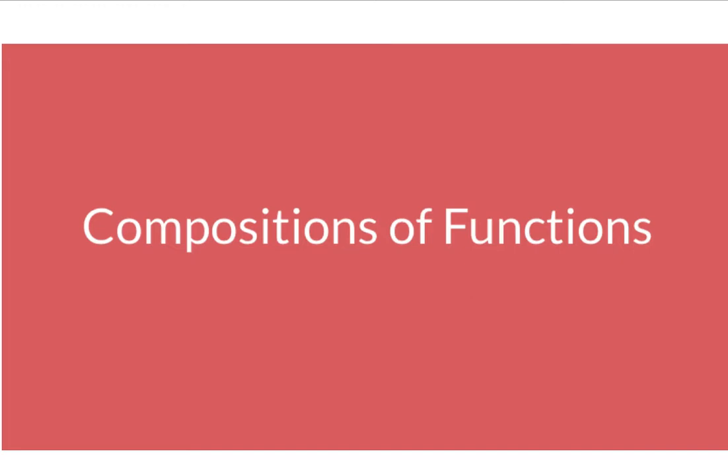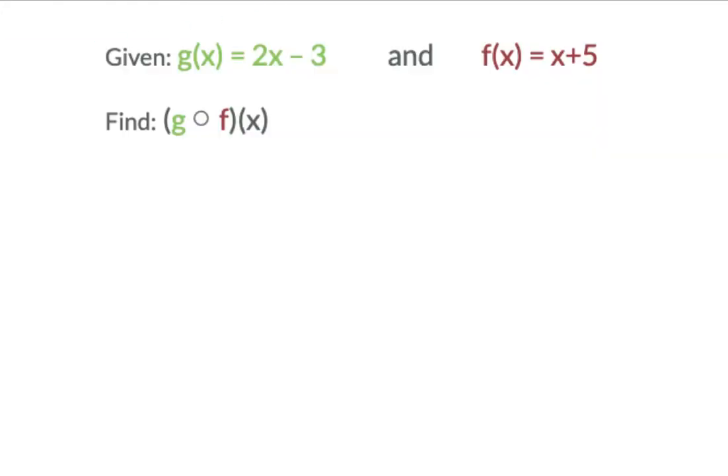The next section that we want to talk about is compositions of functions. Compositions is just a fancy way of saying that I'm going to combine a function by plugging one function into another. So the example that you saw was given g of x equals 2x minus 3 and f of x equals x plus 5. I want to find g of f of x.